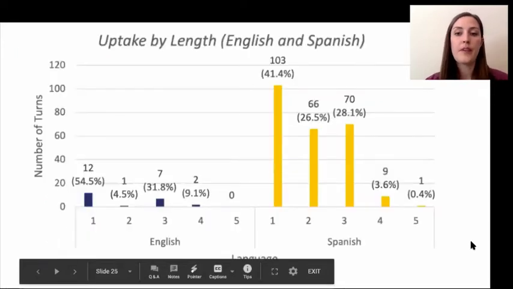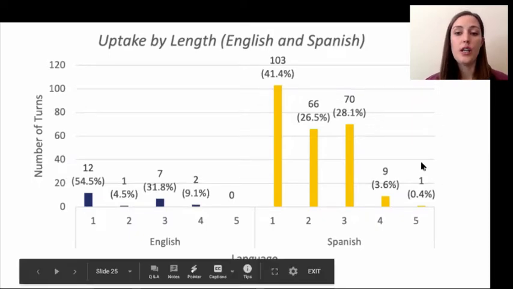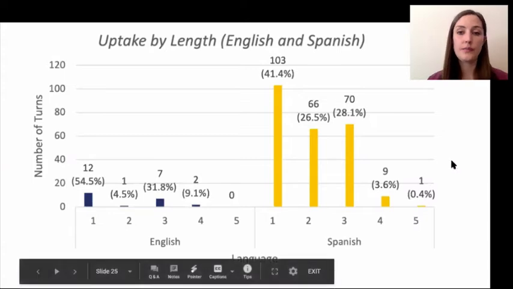So looking at the lengths of student speech overall, students produced more turns that were one word long than they did any other length, both in English and in Spanish. They also produced more one-sentence responses than short phrases in both languages. And surprisingly, students produced more turns of two sentences or more when speaking in Spanish than they did in English. So they had 10 turns of two sentences or more in Spanish, but only 2 in English.